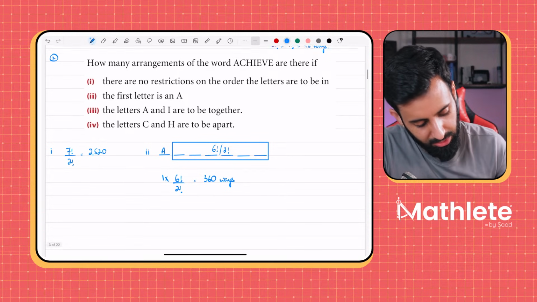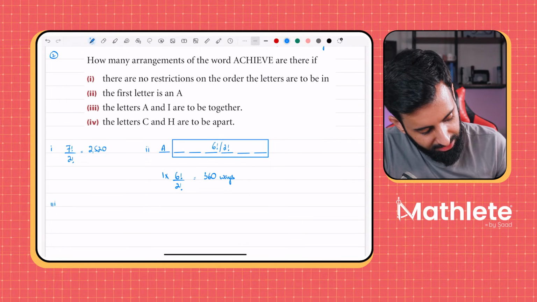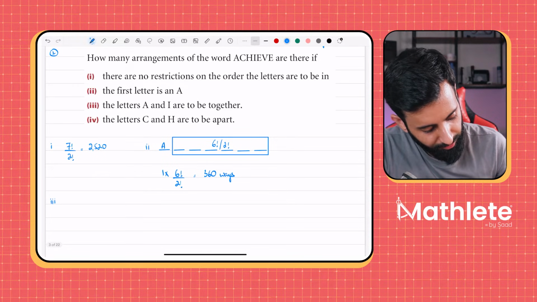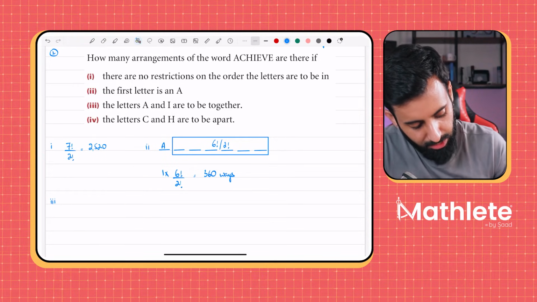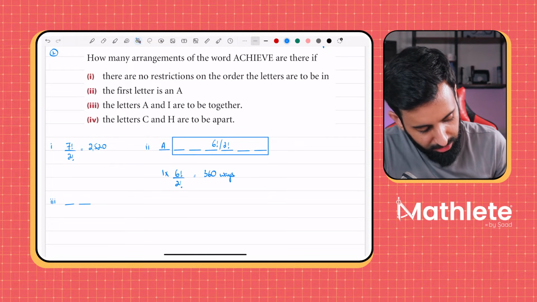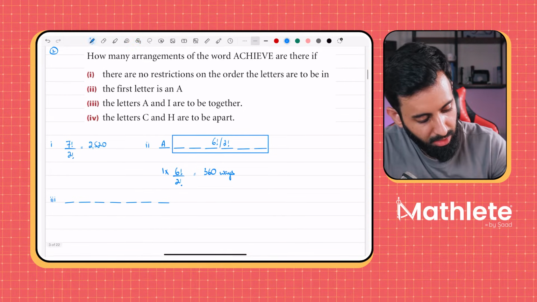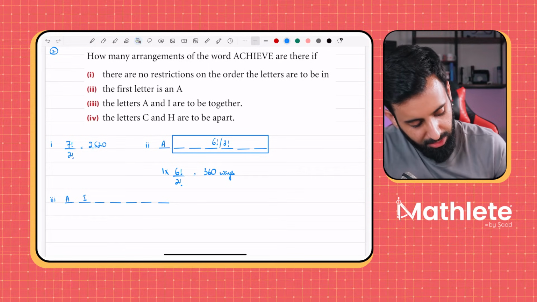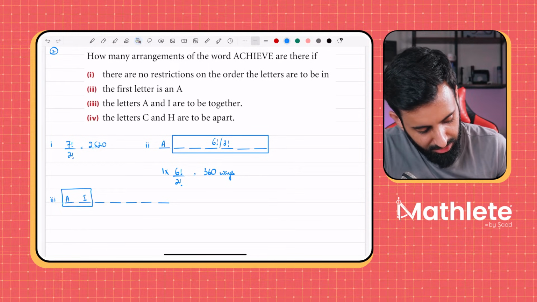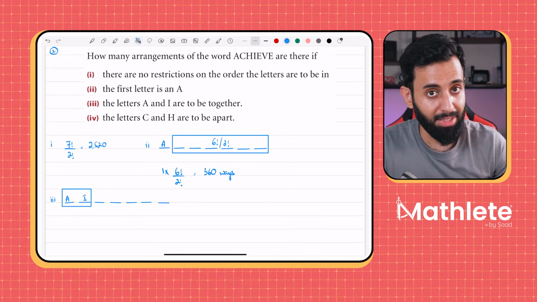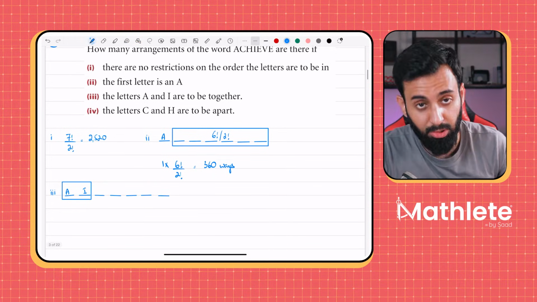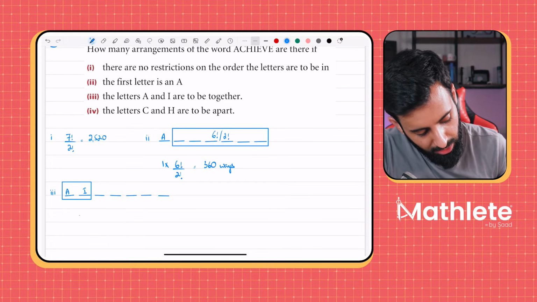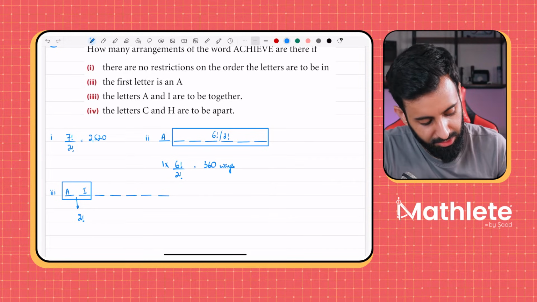Now let's see what the third part says. The third part says that the letters A and I are to be together. Okay, so how can we do that? How can we keep A and I together? So very similar to the question that we just solved. 1, 2, 3, 4, 5, 6, 7. So let's place A here, let's place I here. Now these 2 are to be together, which means that they can shuffle amongst themselves. There's nothing in the question which says that A and I are to be together in that order. There's nothing of that sort, although in some questions there will be, so watch out for that. So that means we have 2 factorial, which is considering the number of ways these letters can shuffle amongst themselves.